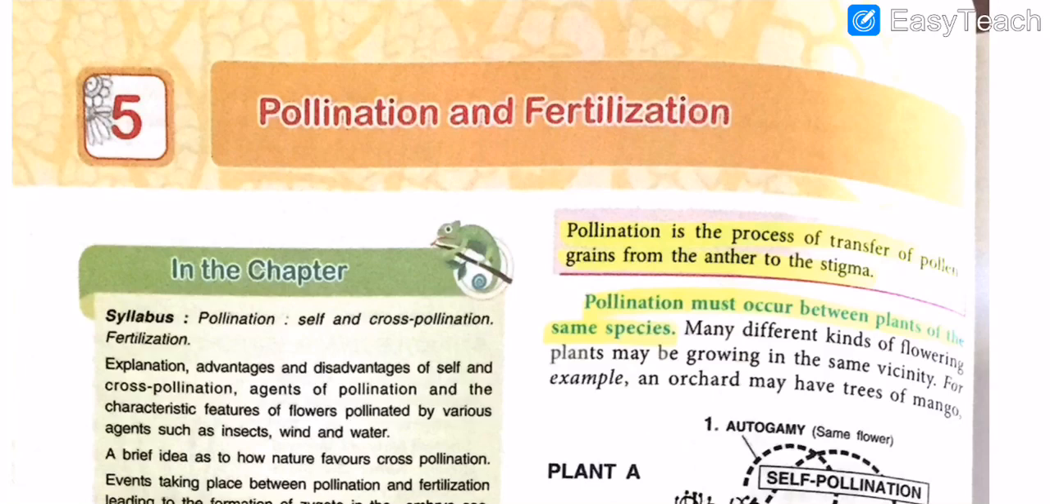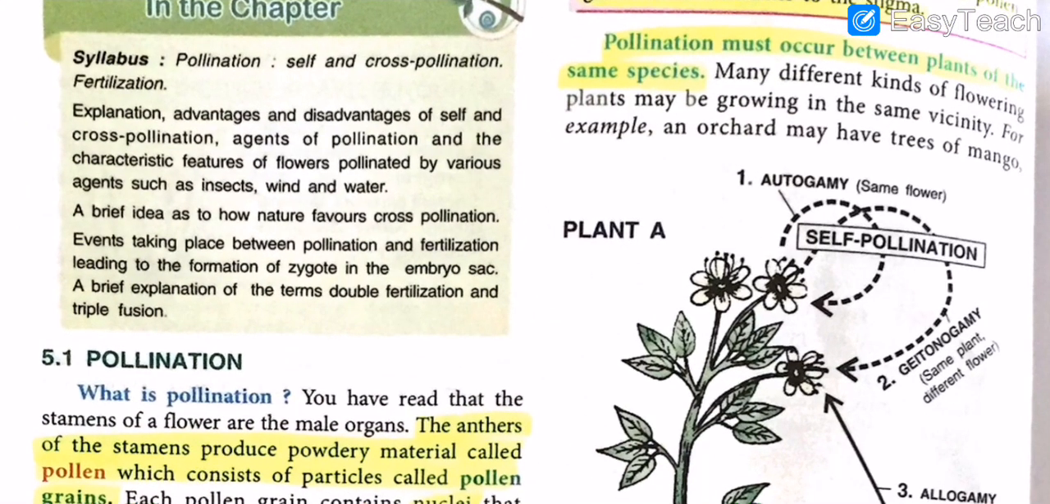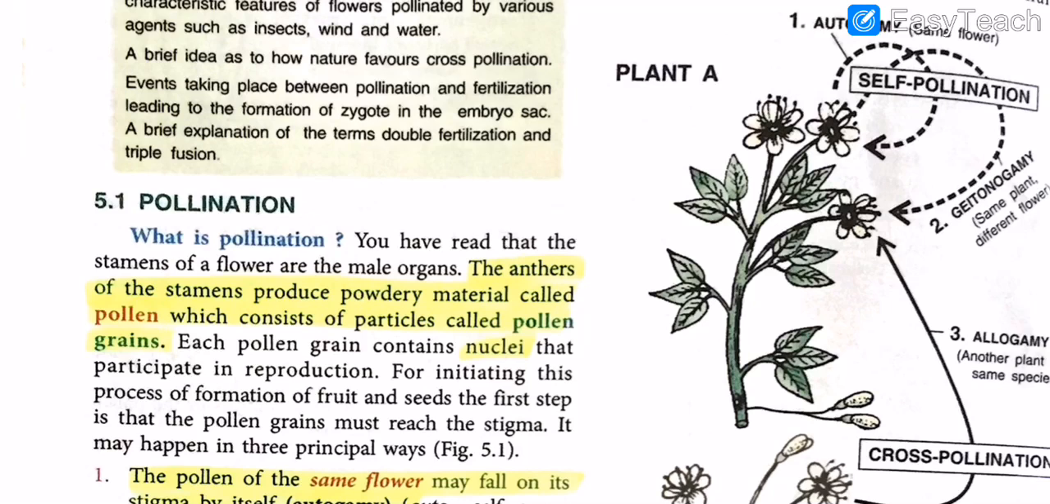Starting off with pollination. What is pollination? You have read that the stamens of a flower are the male organs. Now, the anthers of the stamens produce a powdery material called pollen, which consists of particles called pollen grains. So you have your anther, inside your anther you have your pollen sacs, inside that you have pollen, and inside pollen you have your pollen grains.